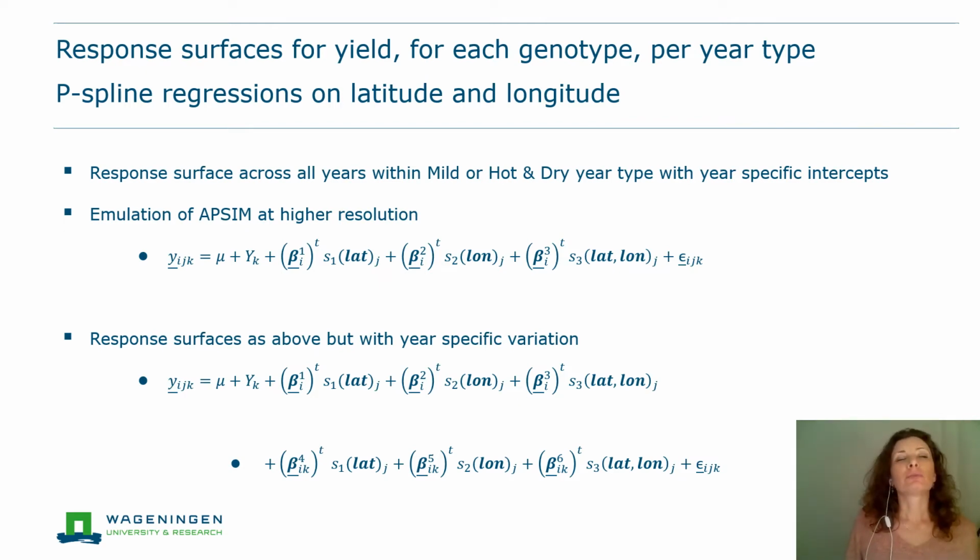Nevertheless, we already mentioned before that there were strong contrasts between hot and dry years and mild years. So we thought it would make sense to fit spline surfaces for each genotype that also reflect how each genotype would react in hot and dry and in mild years. And this is why we also fitted the model below, in which we have the main effects of latitude and longitude, but then we had an interaction with the year, so we had year-specific response surfaces.